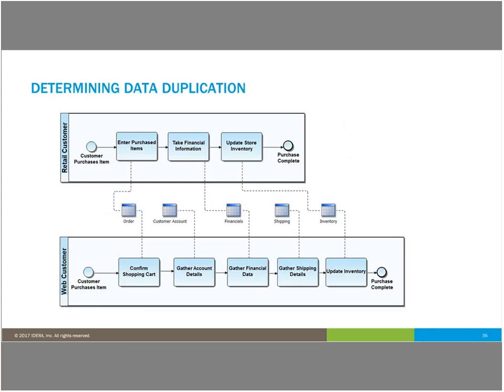In this case, I've got an example of determining data duplication, and we've got an example of a retail customer versus a web customer, and the information that you may be collecting in one sense may be different than the information you're collecting in the other sense. Because retail systems are one system and web systems are generally a different system, trying to identify what information you're collecting that's the same across those systems is really imperative.